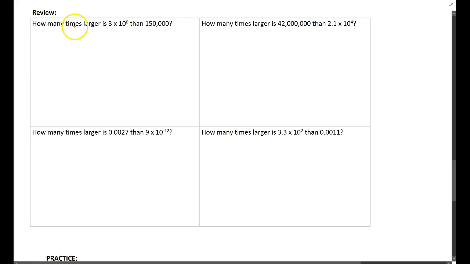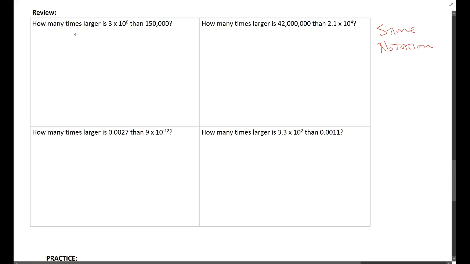So now the question is, how many times larger is 3 times 10 to the 6th than 150,000? So I remember from my previous notes that they need to be in the same notation in order to compare. So I look at this, one is in scientific notation, one is in standard notation. I can't have that, I need to convert them both.